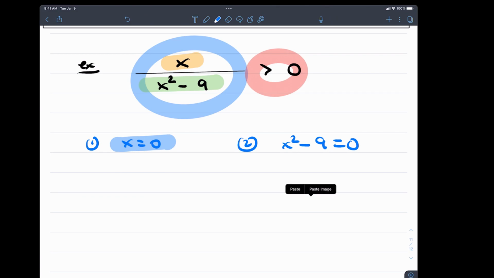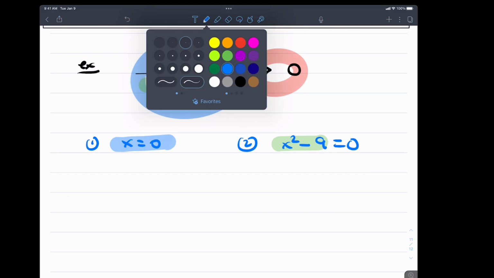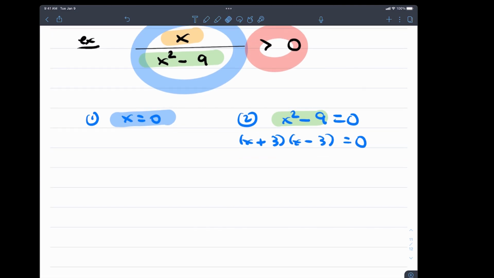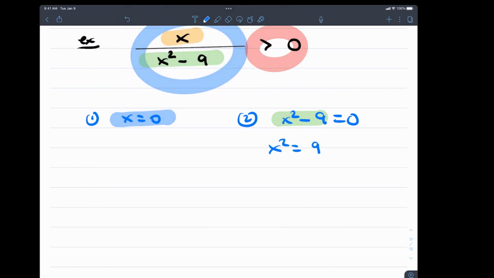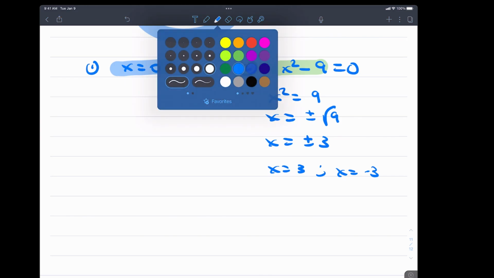What do you guys know about that denominator? x plus 3, x minus 3. Is that what it is factored? Or maybe you say, no, I don't want to factor that. I'm going to use the what? x squared is 9, x is plus or minus the square root of 9, plus or minus 3. x is positive, x is negative. 2 solutions here.